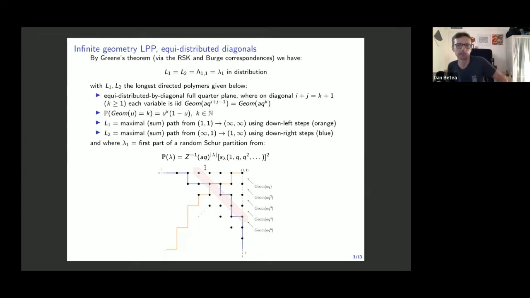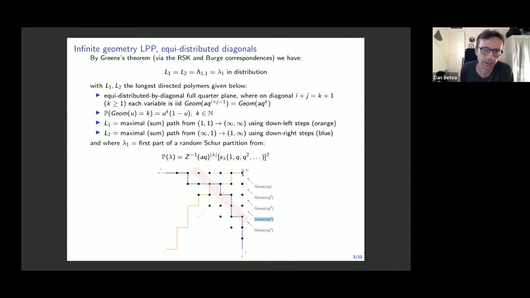Well, imagine that you have a field and each dot here is a random variable, and they're equidistributed by diagonal. So this dot is a geometric random variable of parameter AQ. A geometric random variable is just defined here. It's the simplest object you can think of, probabilistically. These two are geometric random variables with parameter AQ squared. These four are independent geometric random variables with parameter AQ to the fourth, and so on and so forth.